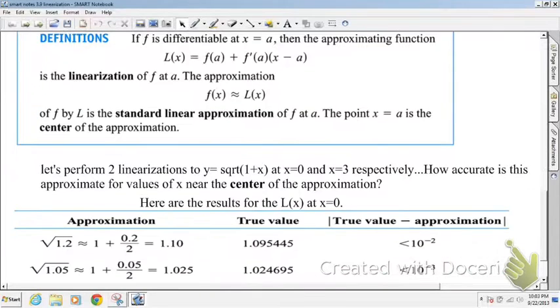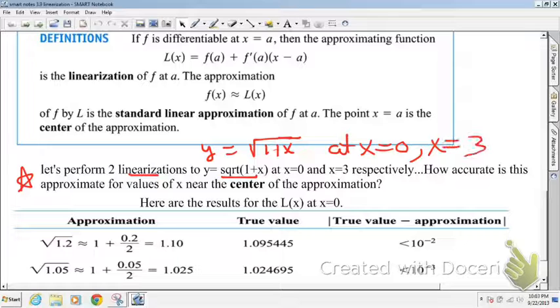The next thing that I want to do with you is it says let's perform two linearizations to the function y equals the square root. I wrote it like that, but I mean square root of 1 plus x. I want to perform a linearization at x equals 0 and then at x equals 3 respectively. How accurate is this approximation for values of x near the center of the approximation?